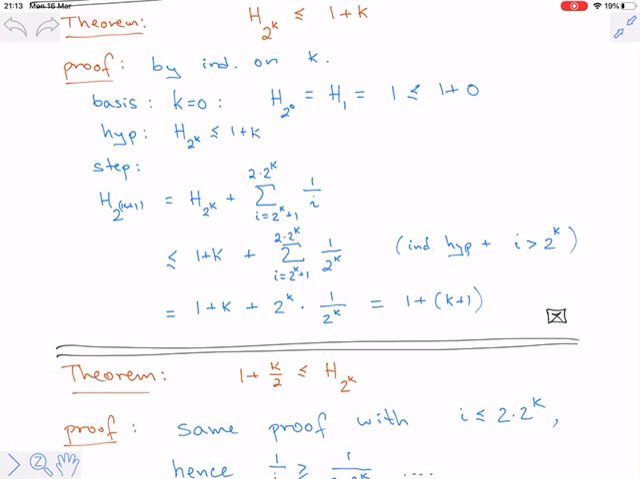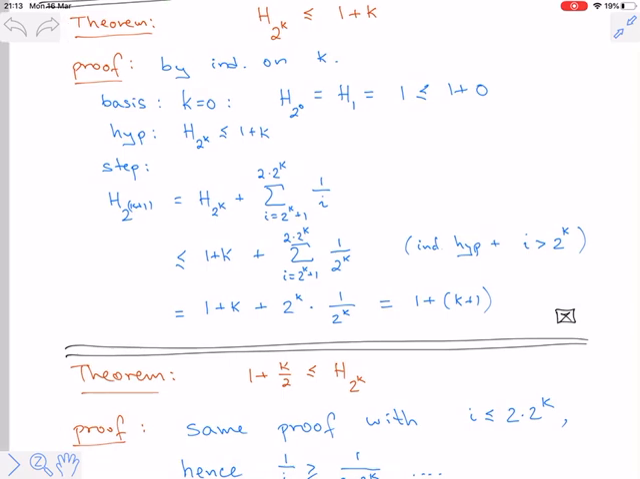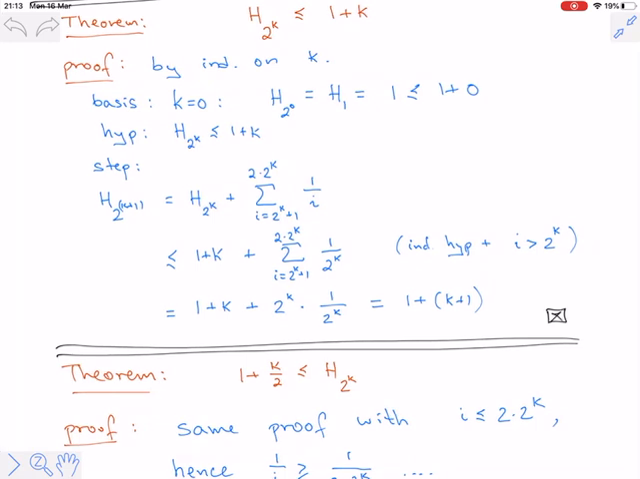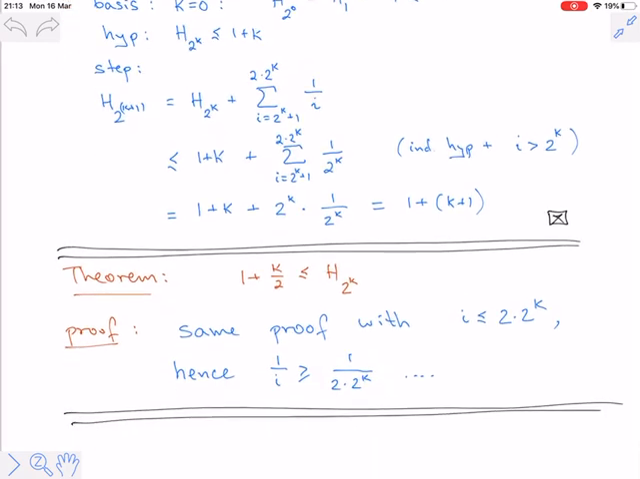Well, notice that as I grows, 1 over I becomes smaller. So we're taking a range of I's between 2 to the k plus 1 and 2 to the k plus 2 to the k. Namely, 1 over I is always less than or equal to 1 over 2 to the k. Okay? So we can take this summation with a constant in the sum, which equals 1 over 2 to the k. Now, how many times are we doing the summation? The summation goes from I equals 2 to the k plus 1 up to 2 to the k plus 2 to the k. Namely, we're doing the summation 2 to the k times.